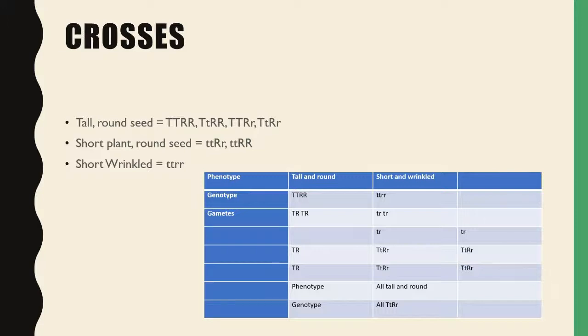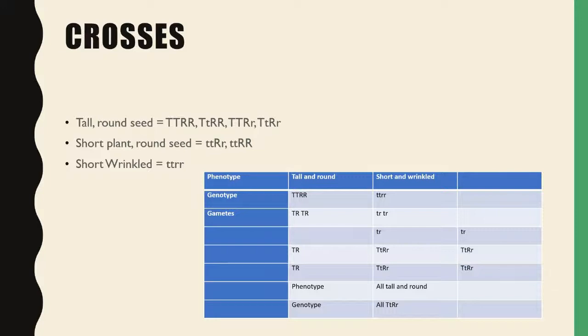A tall round seeded plant will have a capital T and a capital R. Tall and round can be capital T, capital T, capital R, capital R. Or you can have a capital T, a small t, and two capital R's, because the dominant T will express itself over the recessive one. Or you could have two big T's and one big R, one small r, because the dominant R will express over the small r. Or a big T, small t, big R, small r.